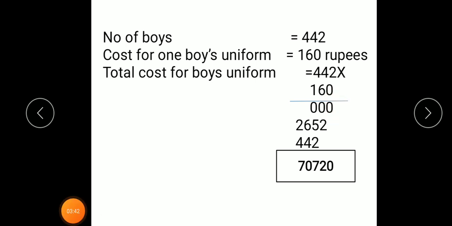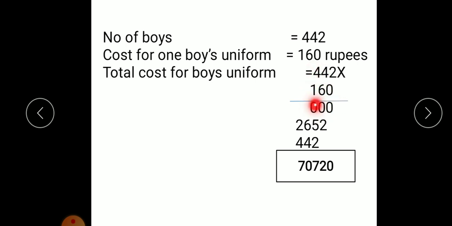In the first step you have to multiply from 0, which is in the ones place. Multiplying 0 with any number, you will get 0 as the answer. So 0 into 2 is 0, 0 into 4 is 0, 0 into 4 is 0.